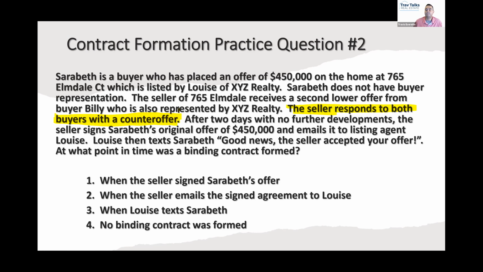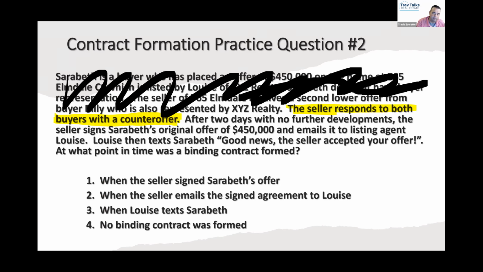I highlighted that sentence for a reason, folks. Did anything before that sentence actually happen? No. The minute the seller made the counteroffer to both buyers, what happened to both offers from both buyers? They no longer existed. The disciplined thing to do would be just to go, none of this ever happened. Because that counteroffer obliterated everything before. Does that make sense for everybody?